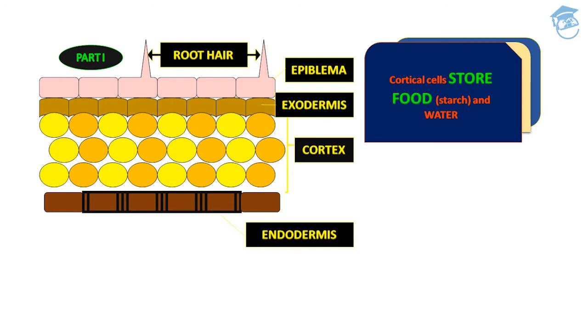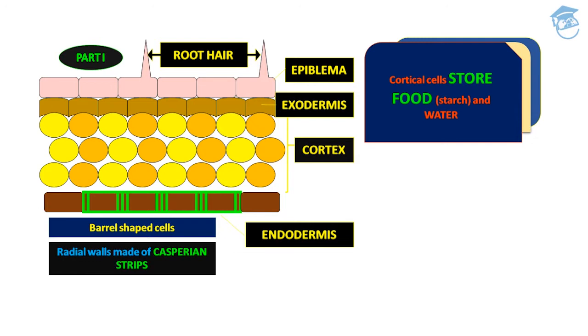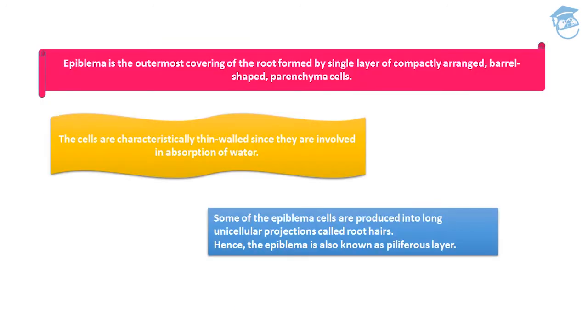The tangential as well as radial walls of the endodermal cells have deposition of water impermeable waxy material suberin in the form of Casparian strip. So these are the barrel shaped cells, and the radial walls are made up of Casparian strip, which is composed of suberin, and they are called facet cells.